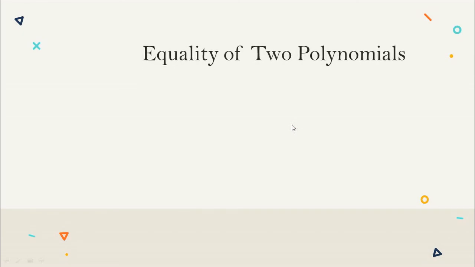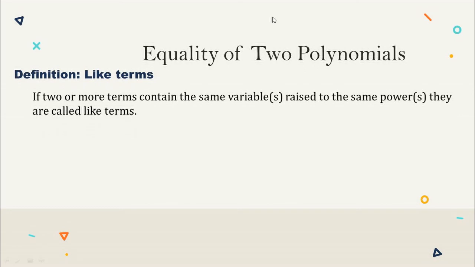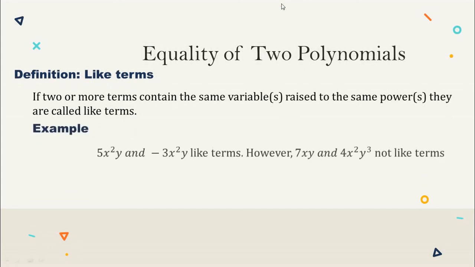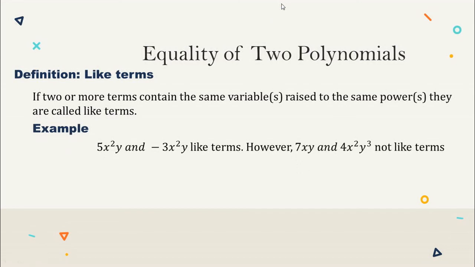Now the last of our topic today is equality of two polynomials. Definition first, like terms. If two or more terms contain the same variable raised to the same power, then they are called like terms. Example, 5x squared y and minus 3x squared y are like terms because we are not looking at their coefficients. However, 7xy and 4x squared y to the power 3 are not like terms because the powers of x and y are not the same.